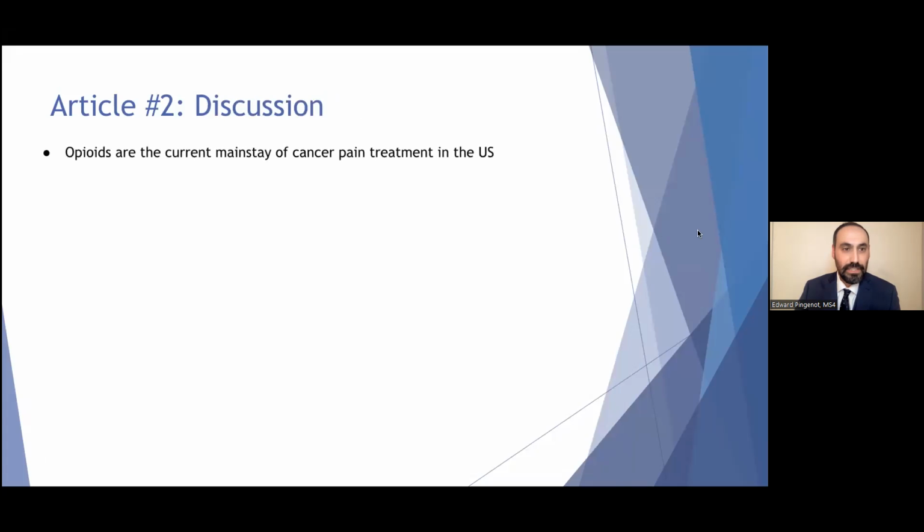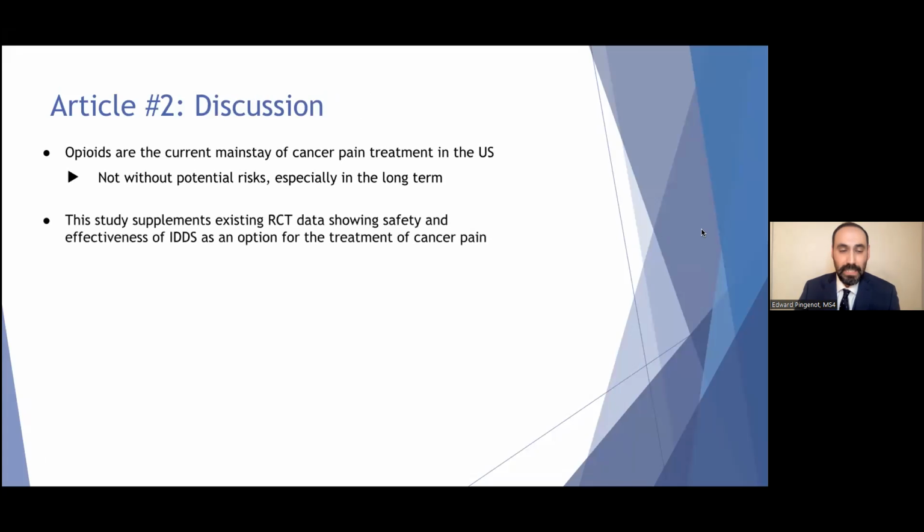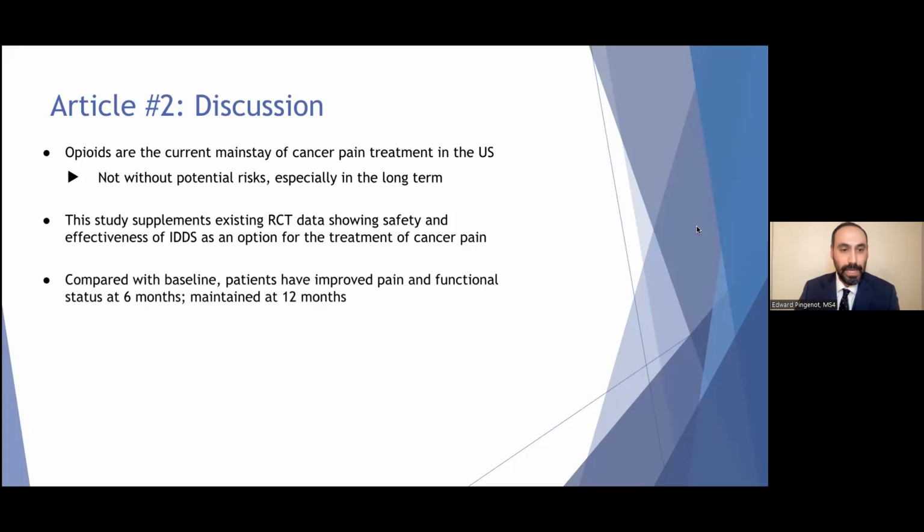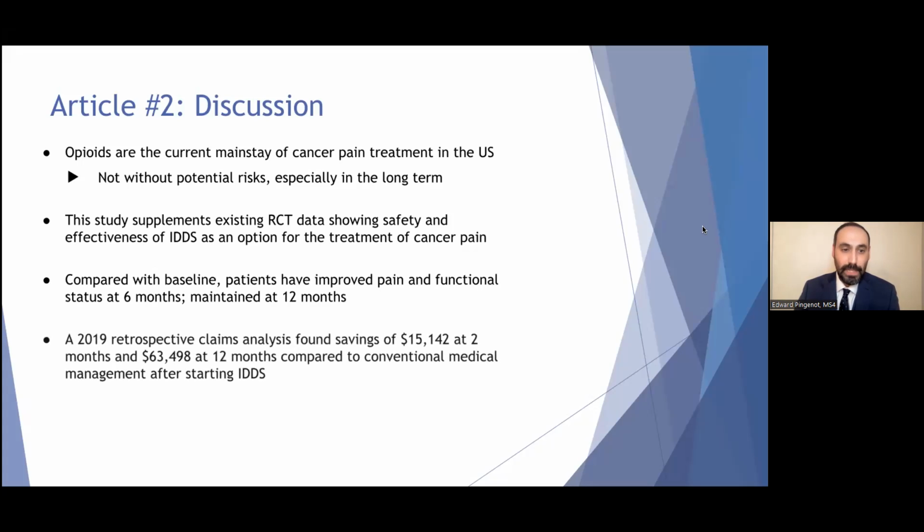So, discussion, and this is where we'll spend a bit more time. Opioids are the current mainstay of cancer pain treatment in the US, but they're not without potential risks, especially in the long term. This study really supports a lot of data that is already out there, showing that IDDS is safe and effective for the treatment of cancer pain. Compared with baseline in this study, patients had improved pain and functional status at 6 months that was maintained at 12 months.